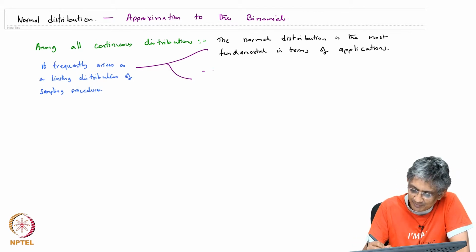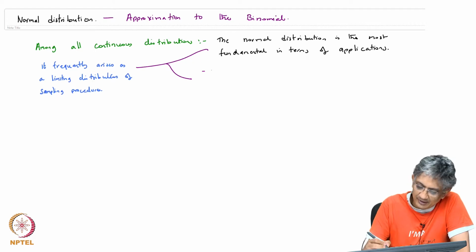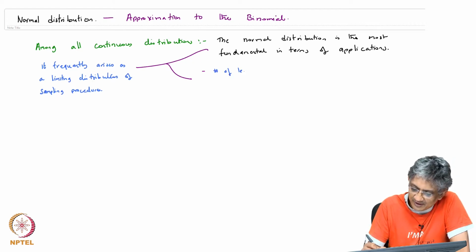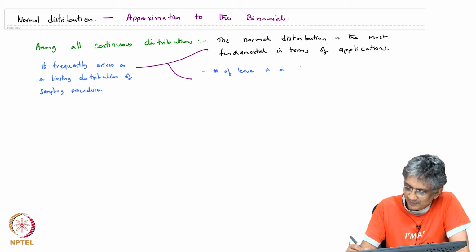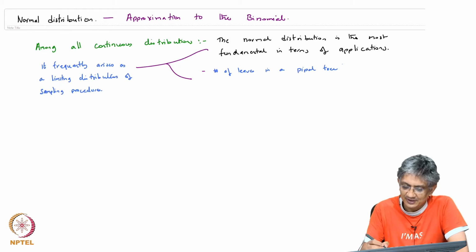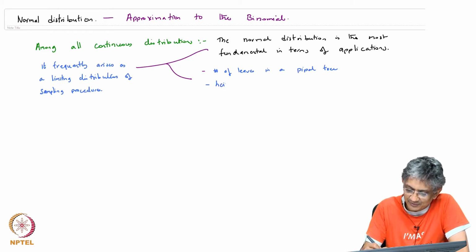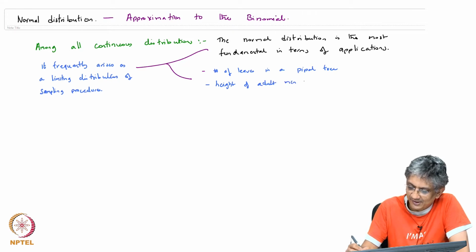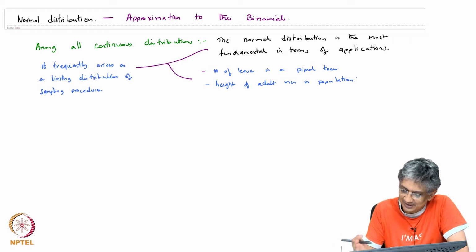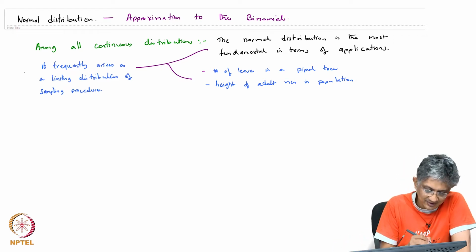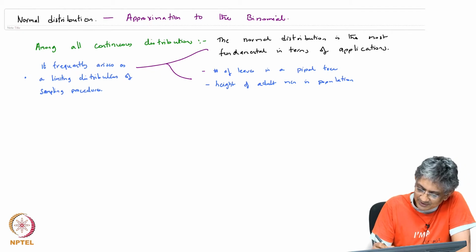If you go and check, for example, the number of leaves in a tree, that's supposed to be the normal distribution, let's say height of adult men in a population. If you tabulate it, it's supposed to follow a normal distribution with certain parameters, which you'll come to in a certain sense. So these are examples where the normal appears naturally.